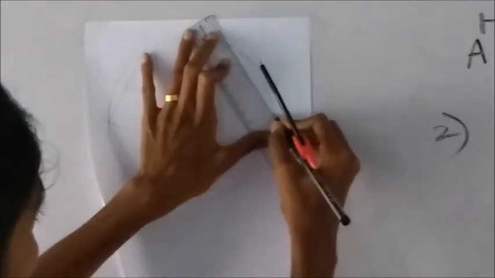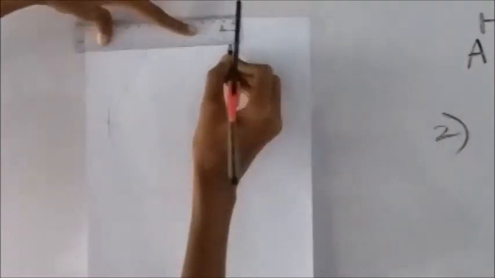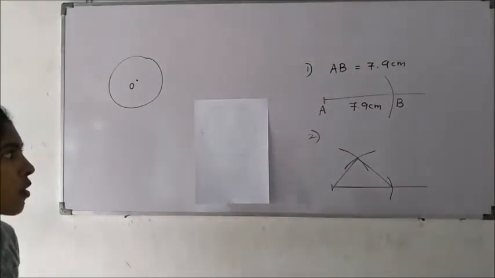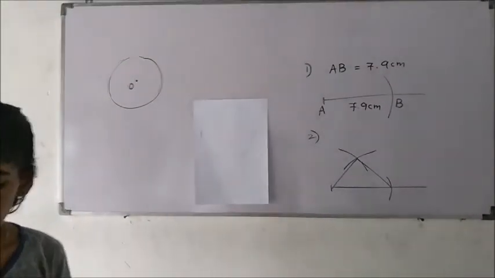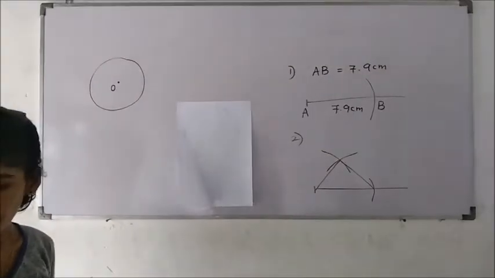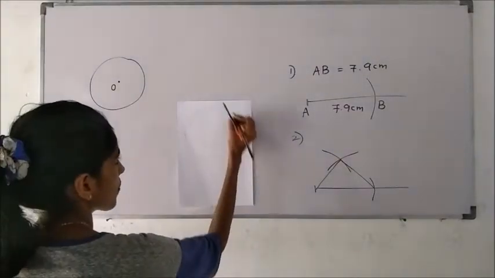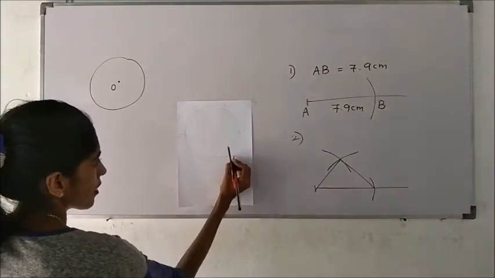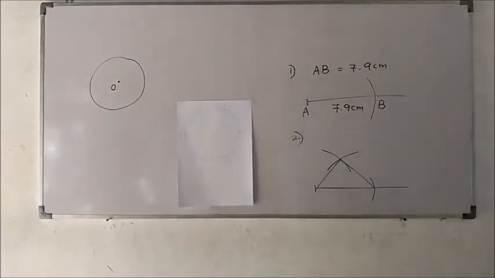This is how to construct a regular hexagon. This is one method. Hope you understood this. And we need to label it A to F in the order A, B, C, D, E, F. This is the regular hexagon.